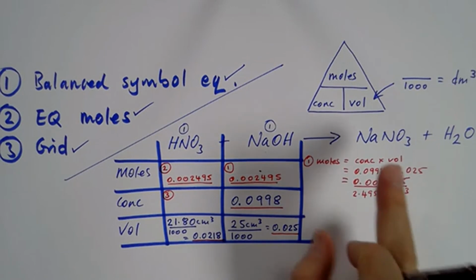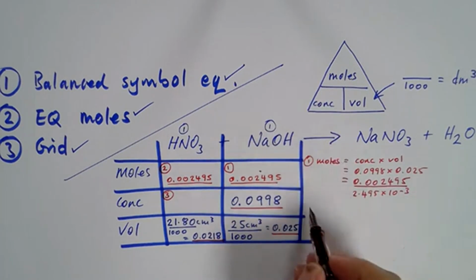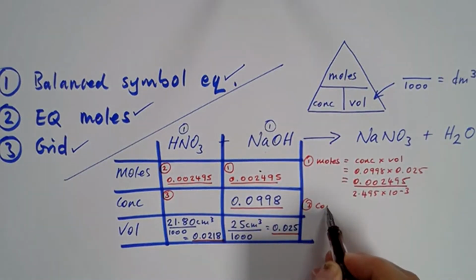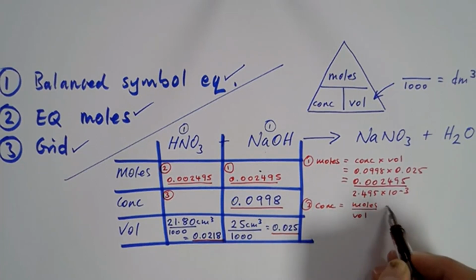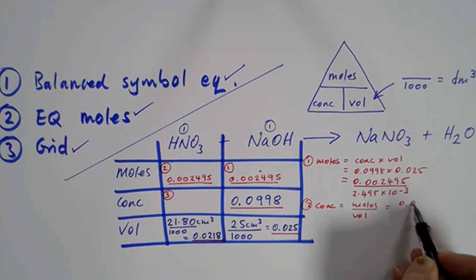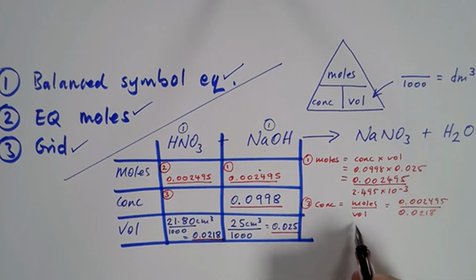And now we're in a position to work out 3. If we look at our triangle here and put our finger over the concentration, we see that concentration is equal to moles divided by volume. So to work out 3, concentration is equal to moles divided by volume. So we can simply put 0.002495 divided by the volume in decimeters, 0.0218. And if we put that into our calculator, we get an answer of 0.1144.